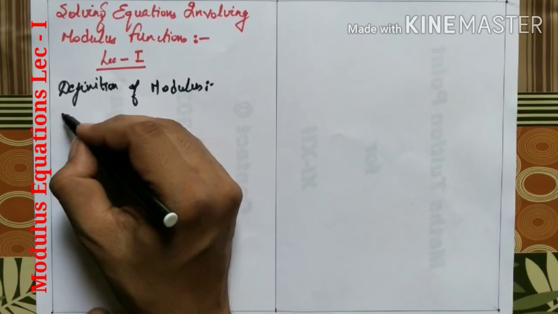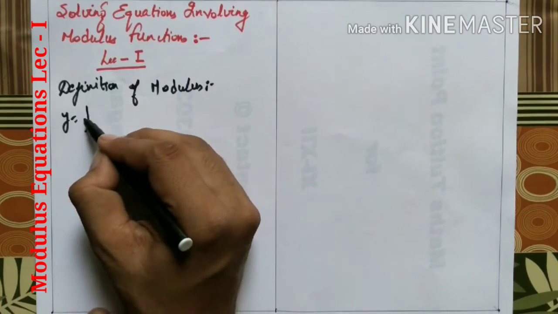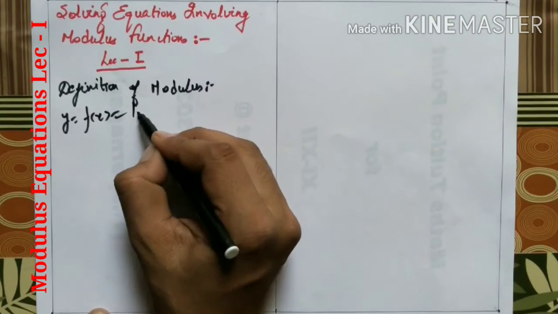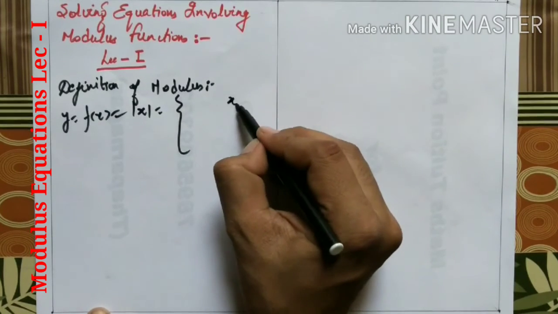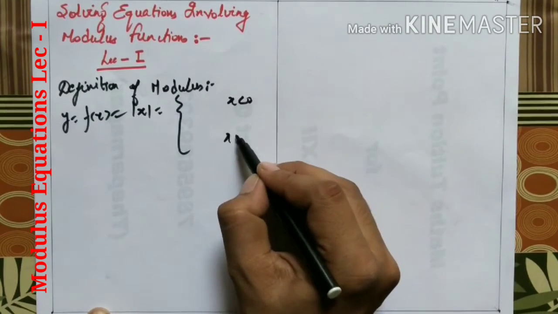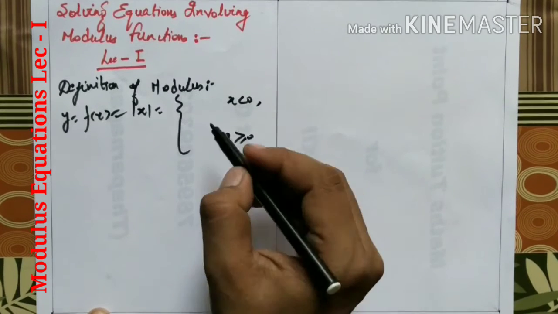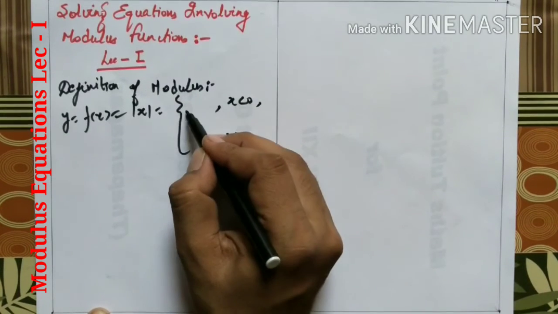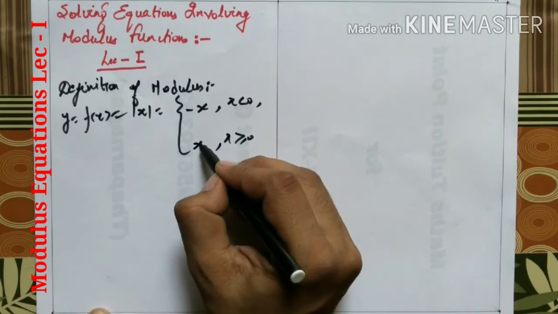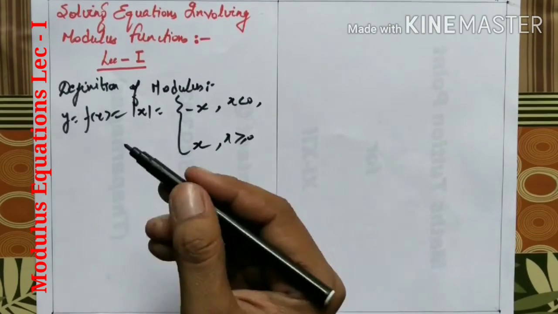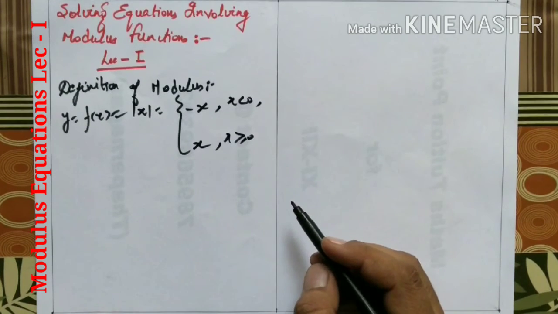It is defined as y is equal to f(x) is equal to modulus of x. It is defined in two ways: if x is less than 0 or x is greater than or equal to 0. If x is less than 0, it is defined as minus x, and if x is greater than or equal to 0, it is defined as simply x. Let us understand the concept with the help of an example.